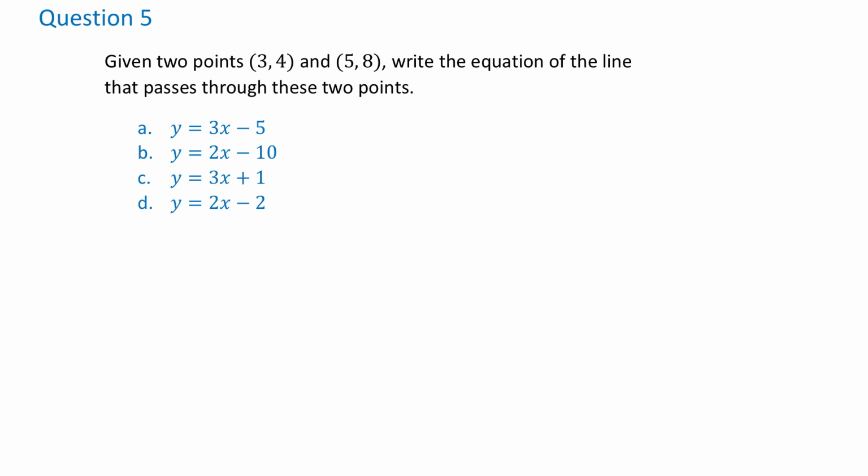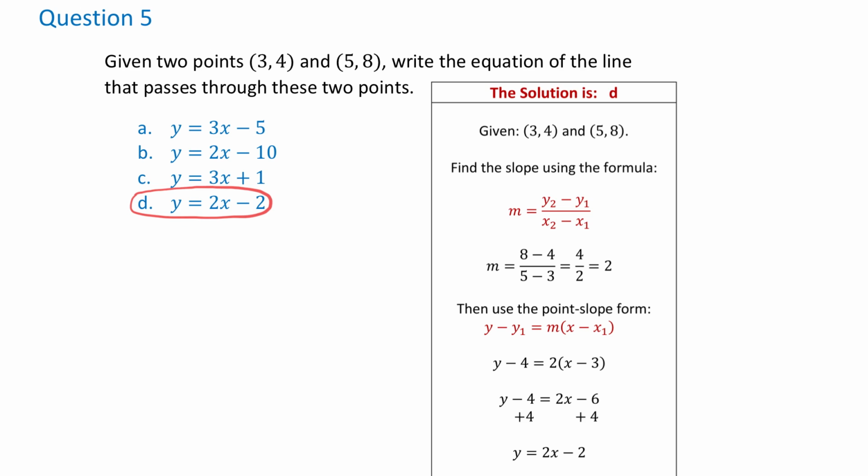Here we are given 2 points with the coordinates (3, 4) and (5, 8), and we need to write the equation of the line that passes through these 2 points. Please pause the video and find this equation. Now let's see what is the right answer. The right answer is D.